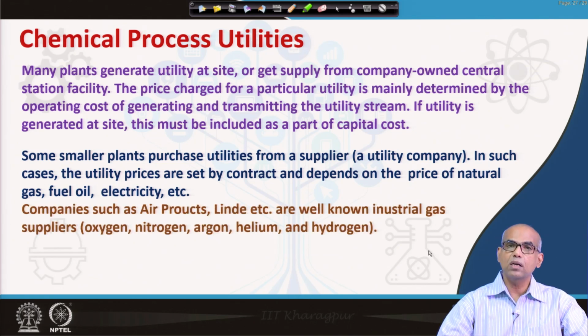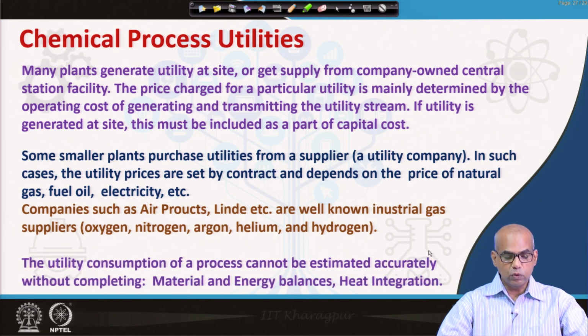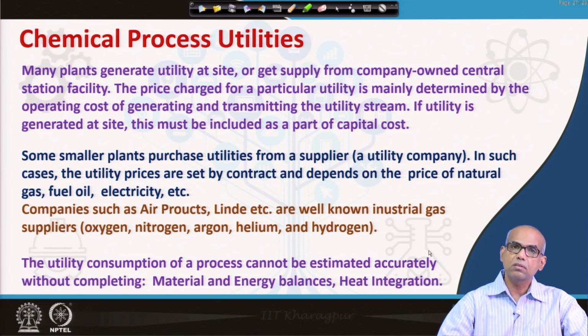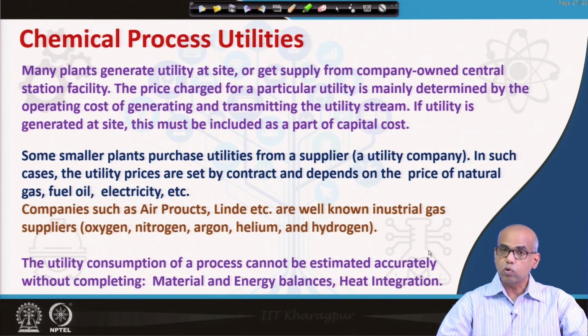Companies such as Air Products and Linde are well-known for supplying industrial gases such as oxygen, nitrogen, argon, helium and hydrogen. The utility consumption of a process cannot be estimated accurately without a complete material balance, energy balance as well as heat integration.